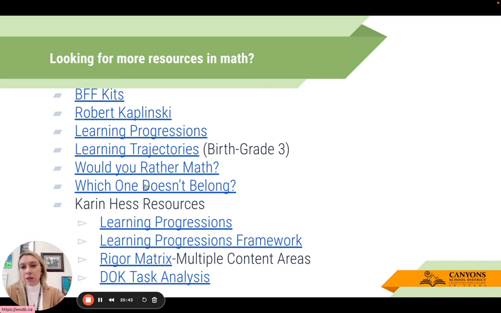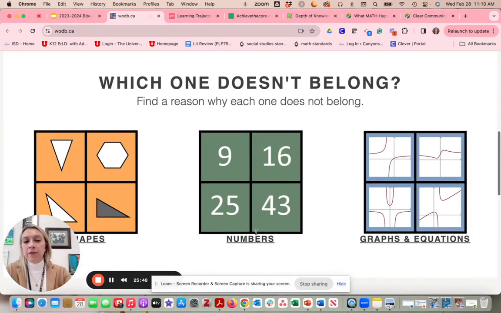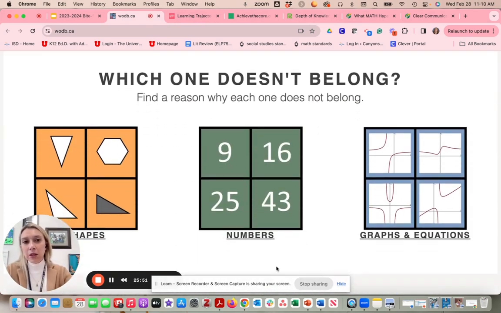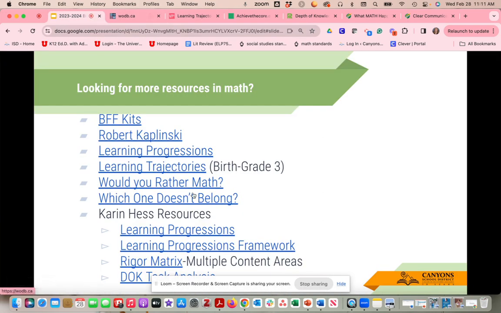The next one is which one doesn't belong. In this one, there is no right or wrong answer. What the students do is they're given four options and they decide which one doesn't belong. So you can see the examples here. Elementary, I would live over here in the shapes and numbers, maybe more so than the graphs and equations. But what you can see is that students can look on here and they can go, okay, I think this one doesn't belong because it doesn't have three sides. Or this one doesn't belong because it's grayed out and the rest are white. Or this one doesn't belong because it points down. So it's really building that justification of reasoning there. Okay, so number odd or even. Yeah, so those ones are pretty fun.